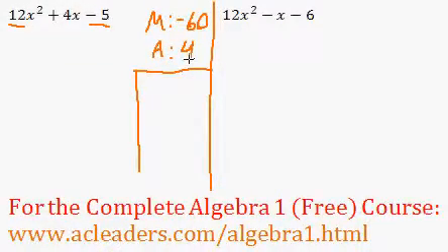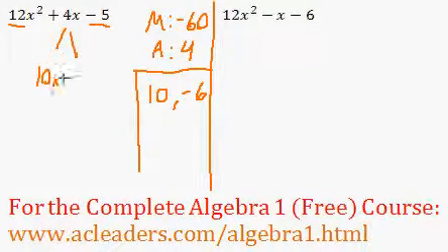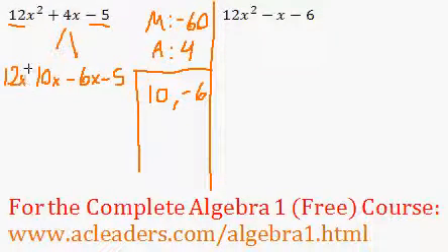So the correct numbers in this case will be positive 10 and negative 6, because 10 times negative 6 is negative 60, and 10 plus negative 6 is just positive 4. So now I can split up the middle term into 10x and negative 6x. I'll bring down the negative 5 as well as the 12x squared. Now I can factor by grouping.